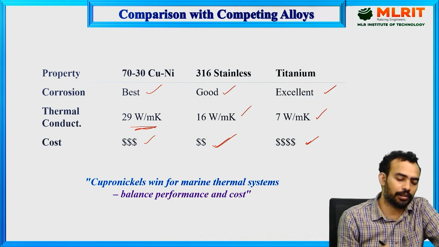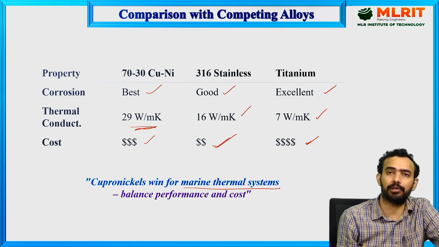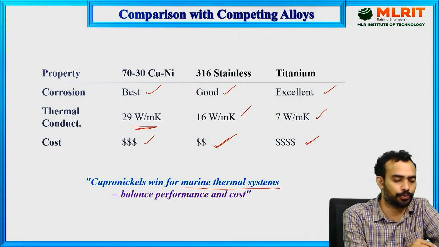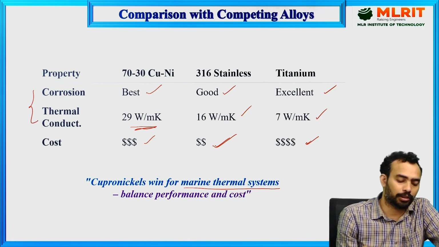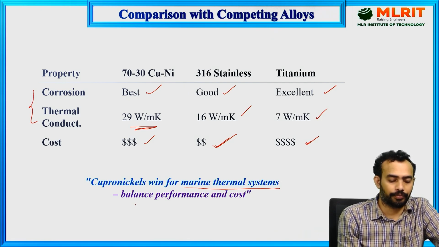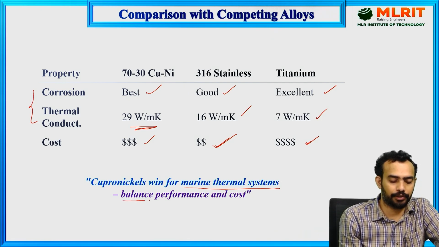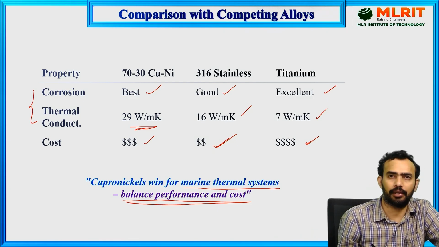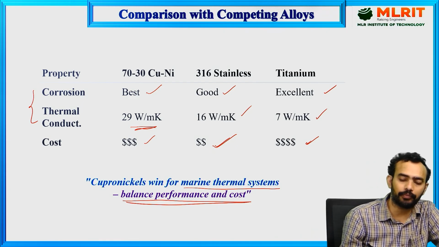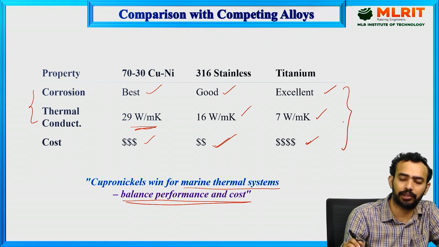So cupronickel wins for marine thermal systems, particularly where it offers very good seawater resistance as well as very good thermal conductivity. It basically offers a balanced performance and cost in terms of strength as well as cost, particularly when compared with titanium.